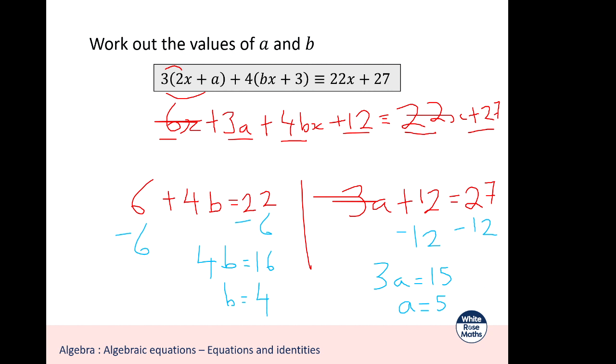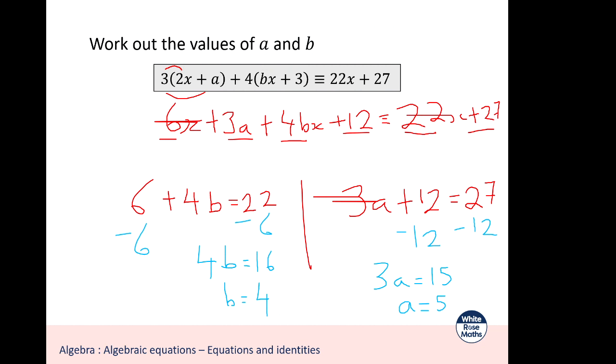So step 1, I expanded the bracket. I then compared the coefficient of the x's. So I got 6 plus 4b has to equal 22. And then I compared the coefficient of the constants. Okay, awesome, Lisa. I then solved the equations.